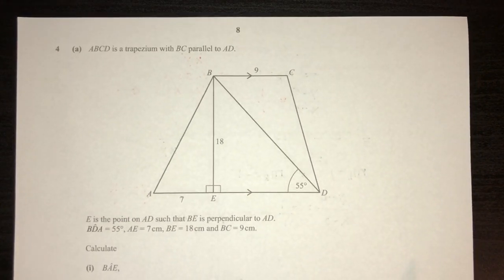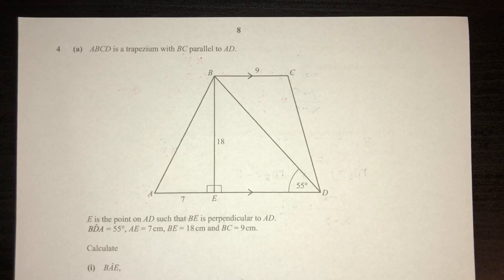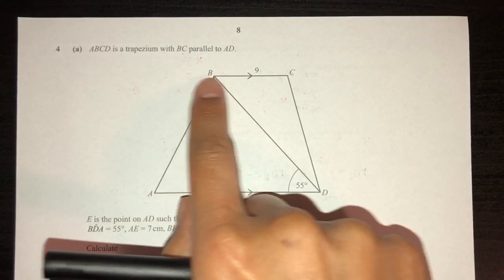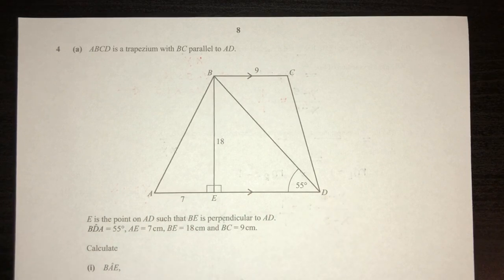Let's move on to question number 4. Now we have a trapezium ABCD, with BC parallel to AD. Now E is a point on AD such that BE is perpendicular to AD. Okay, good to know. And then we have all these other pieces of information.